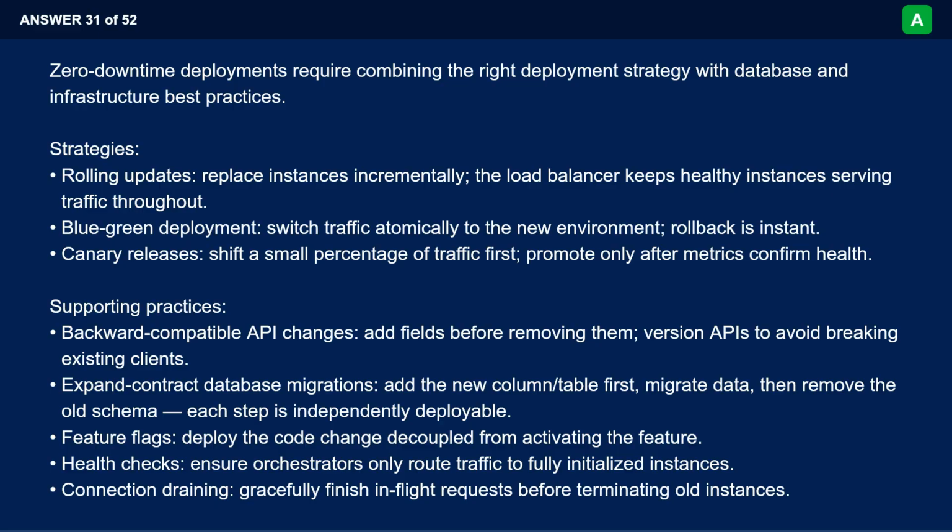Supporting practices: backward-compatible API changes. Add fields before removing them. Version APIs to avoid breaking existing clients. Expand-contract database migrations. Add the new column/table first, migrate data, then remove the old schema. Each step is independently deployable.